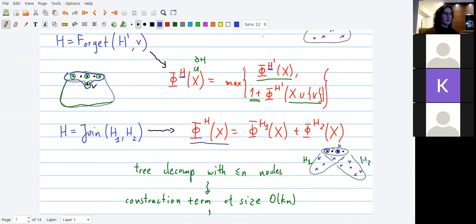Good. So this was an explanation of the dynamic programming formula. I have given dynamic programming formulas for all the 5 operations on boundaried graphs. So any questions about those formulas?